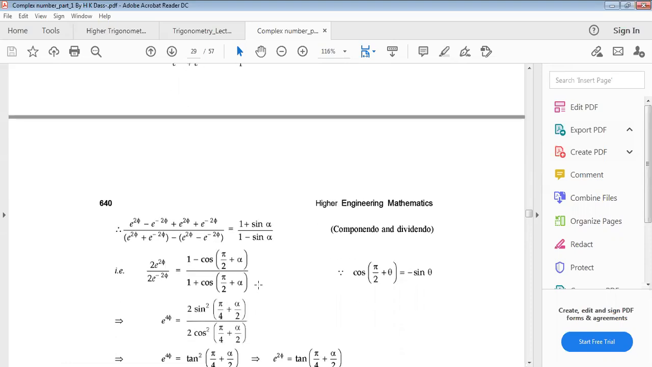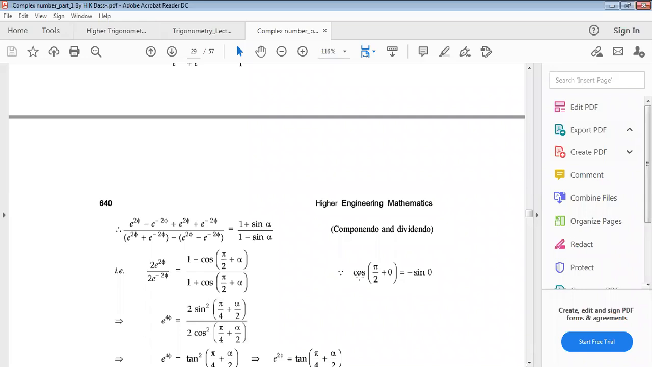Understand? Now by componendo dividendo we can write this. Now e to the minus twice pi cancelled from the top. Now in the denominator e to the power twice pi, e to the power twice pi cancel, 2 cancel, and this sin alpha can be written as cos pi by 2 plus alpha.